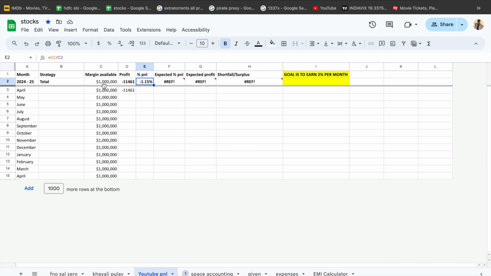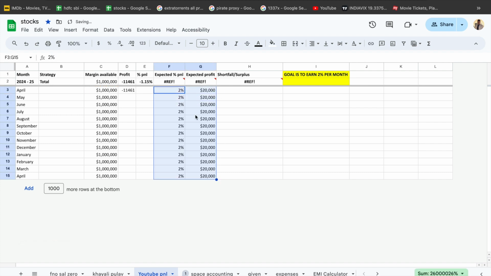PNL is D2 by C2, so that is the running PNL average of the overall year. So currently we are in loss. Expected PNL. So what is the expected PNL? Here, expected PNL and expected profit. So expected profit, again we want to achieve like 2%. So this is the 2% per month. That is the expected profit, equal to this into this 2%. So that is the 20,000, and we just go ahead and drag it.